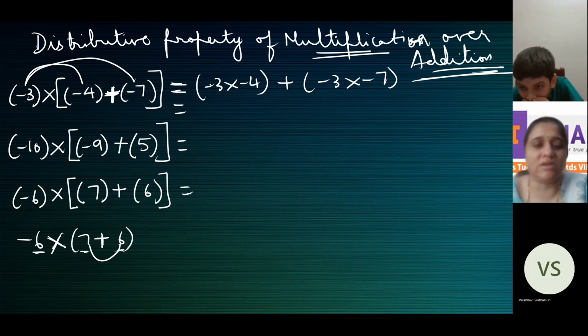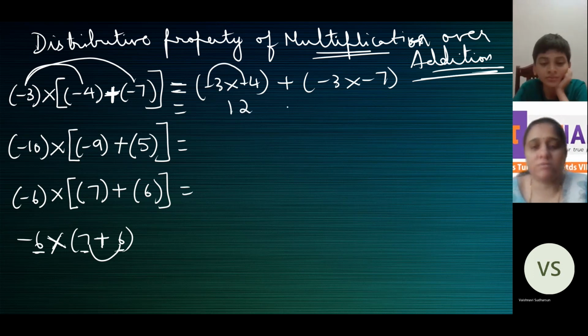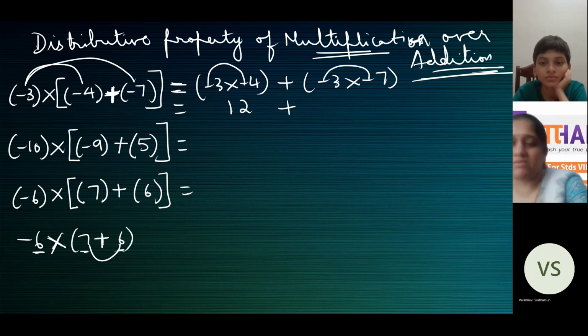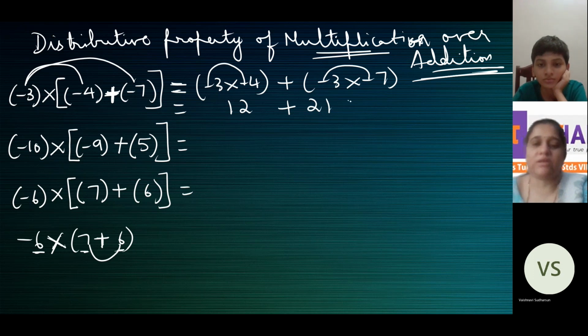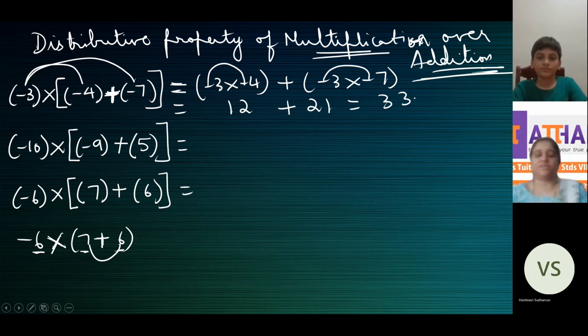Now next step. What is minus into minus? Plus. 3 4s are 12. Write the sign as just plus. Minus into minus is plus. 3 7s are 21. And 12 plus 21 is 33. So the answer is 33.